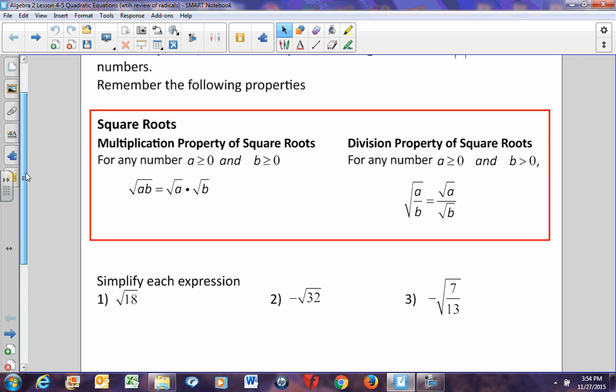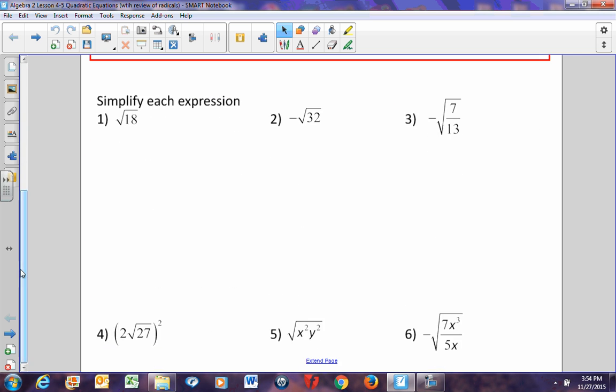We did some simplification in geometry when we had to simplify square roots to be able to work with special right triangles. So we're going to do the same thing here. It's the same process. If I'm going to simplify, I'm going to break it down to prime factors and then pair up all my prime factors into pairs and then take out what I can.